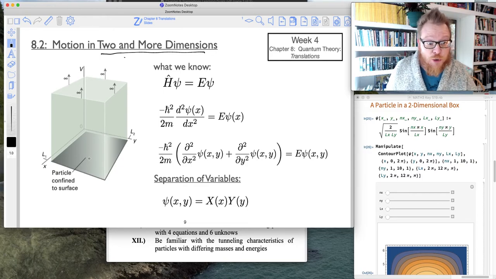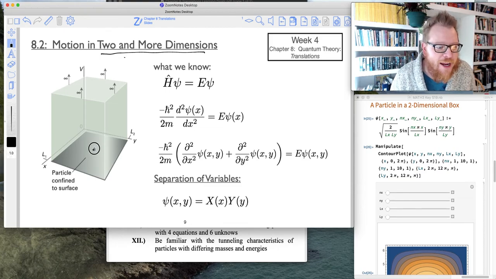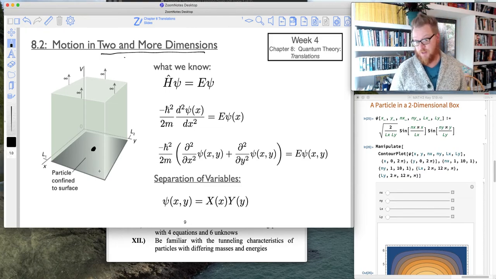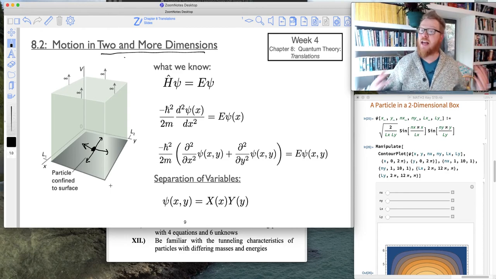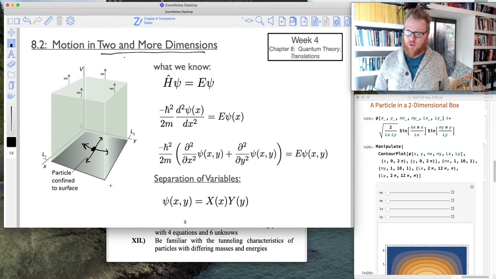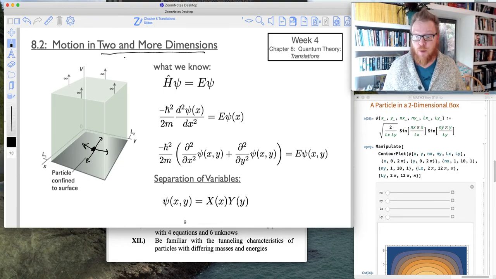So in other words, in this 2-dimensional problem, our particle is confined to this surface, okay? So it can move back and forth in this dimension or back and forth in this dimension. So it's still confined to this little surface, but all the same, we've added 1 more dimension to make this a little more realistic. And we'll see right away, this is where this problem is going to blow up. This is where it really, really starts to get complicated. But we can do it, okay?